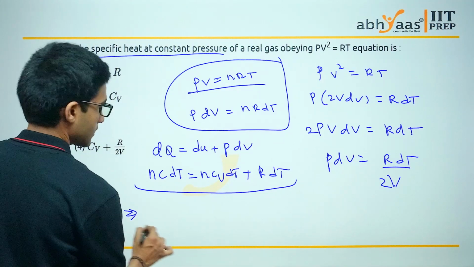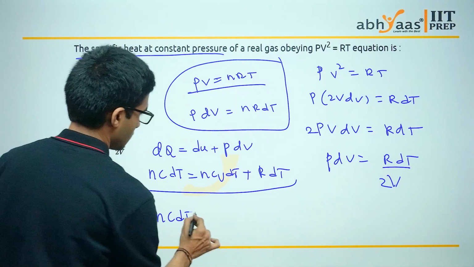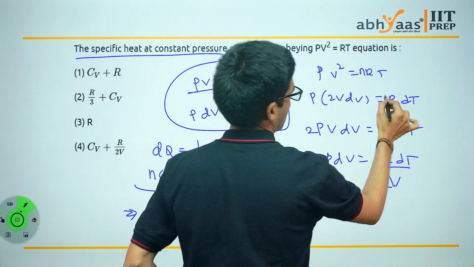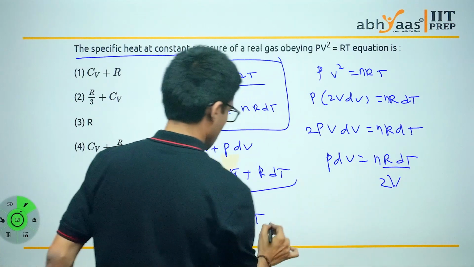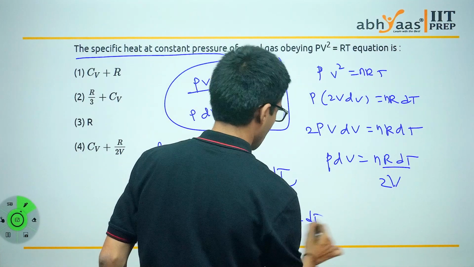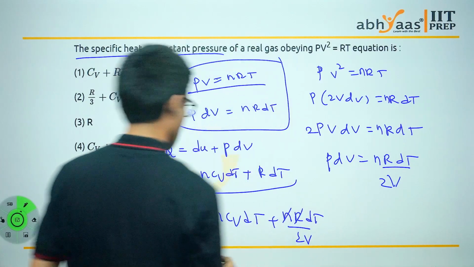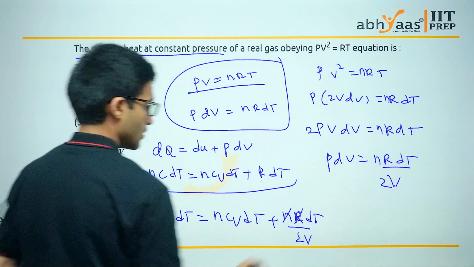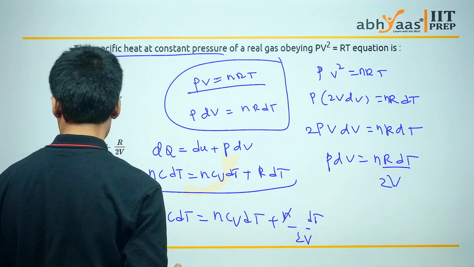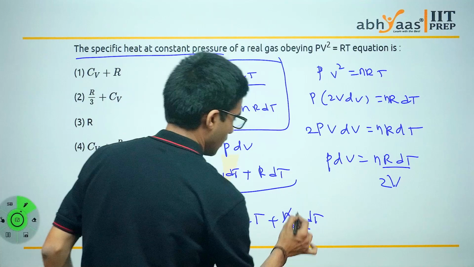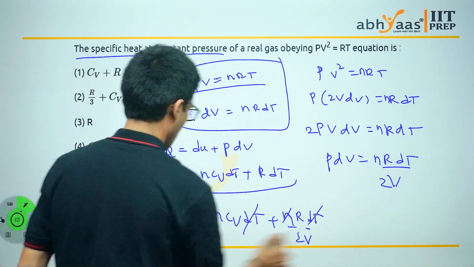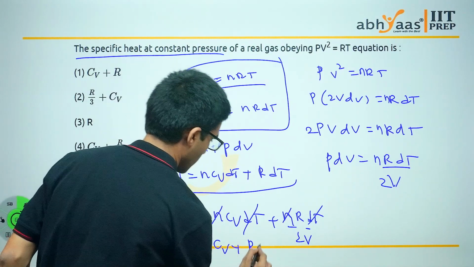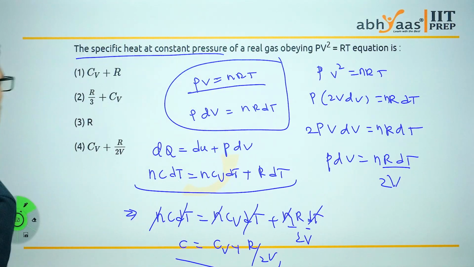So for this real gas equation, nC dT is equal to nCv dT plus n R dT by 2V. dT cancelled on all the sides, n also cancelled, then C is equal to Cv plus R by 2V. This is the expression, R by 2V. This is the answer.